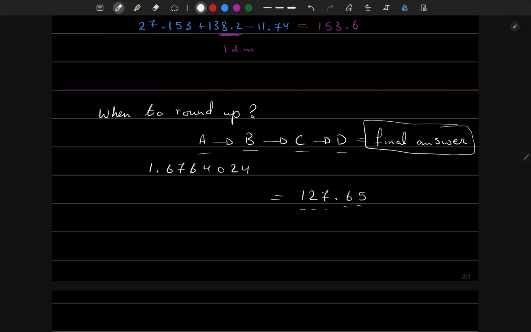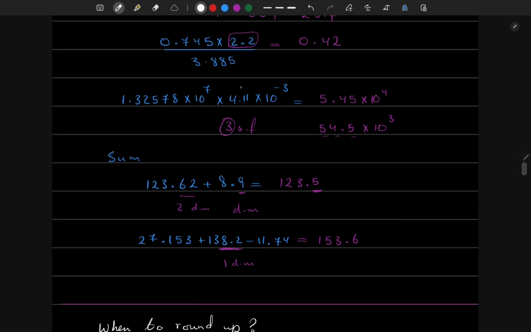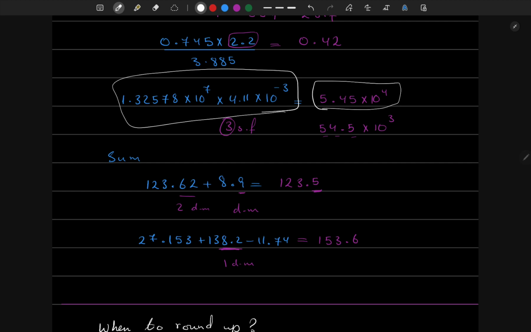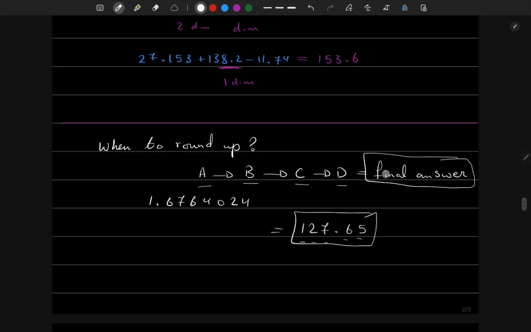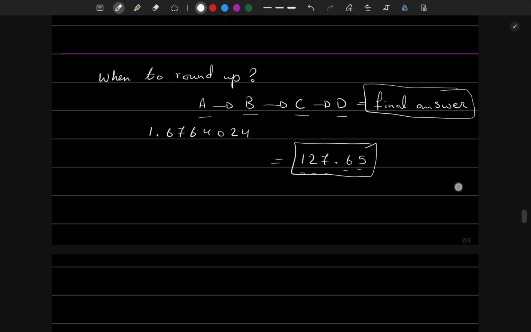So you're only going to round up when you reach your final answer. But if you're provided with a simple problem that has only one calculation, then you're just going to round up right away because eventually it's your final answer. So in any case, you should only round up in your final answer. If you have a simple calculation, then you are already at your final answer. And if you have a more complex calculation, then you have to wait until you get to the final answer and then round up to the number of significant figures you need.